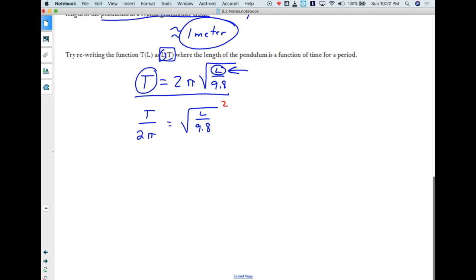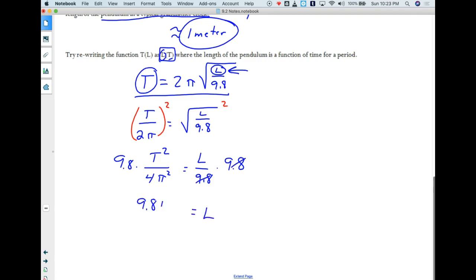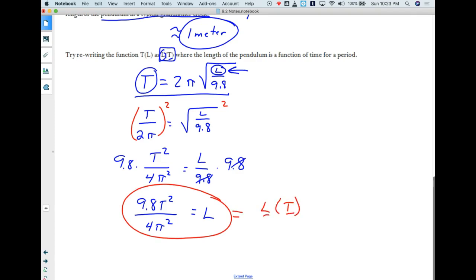Next I need to square both sides. When I square both sides, I get L over 9.8 equals T squared over 2 squared, which is 4, times pi squared, so T squared over 4 pi squared. Then I multiply by 9.8 on both sides, and that gets rid of the 9.8 on the left. So the length is 9.8 T squared over 4 pi squared. This equation is the length in terms of time. The length depends on time, and it's 9.8 T squared over 4 pi squared.